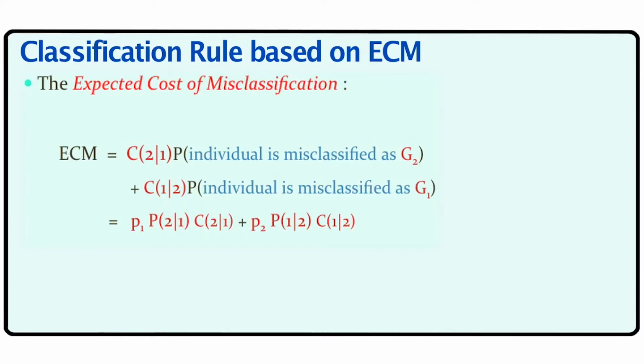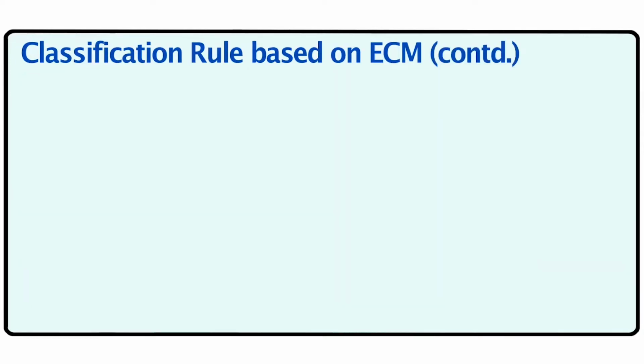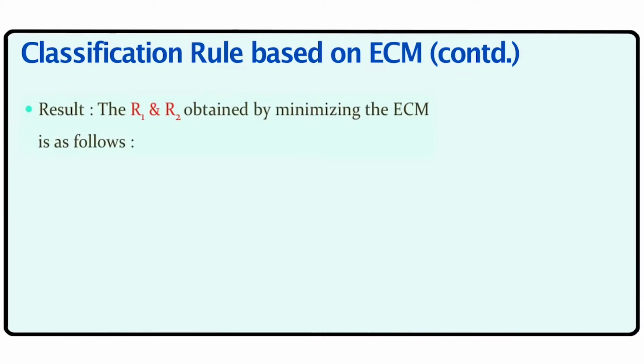And so the expected cost of misclassification, or ECM, is the sum of these two components: p1 times P(2|1) times C(2|1), plus p2 times P(1|2) times C(1|2). What we need to do is to find R1 and R2 such that the ECM is minimized. Now, the result that gives a rule, or a distinction between R2 and R1, which minimizes the ECM is as follows.